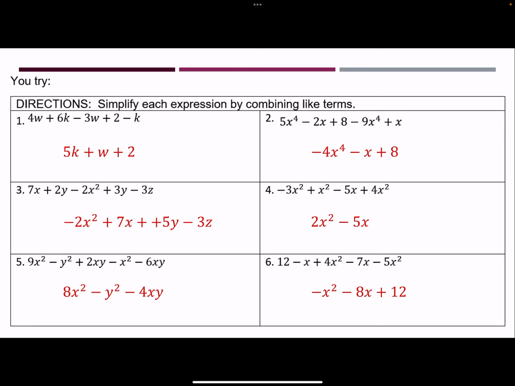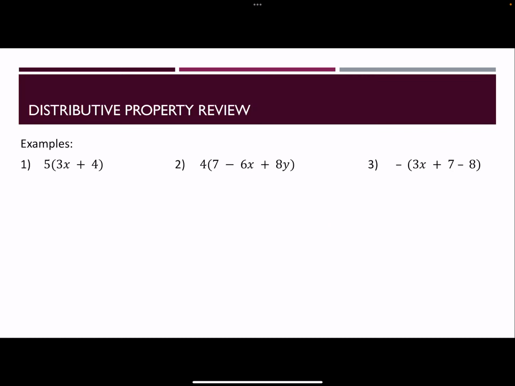So now that we're good at combining like terms, let's do a quick distributive property review. Hopefully you remember the distributive property really means multiply. So example number 1, if I have that 5 written right in front of that parentheses, this really means 5 times everything in the parentheses. So in other words, you're distributing the 5, or multiplying the 5 to everything in the parentheses. So 5 times 3x is 15x. 5 times 4 is 20.